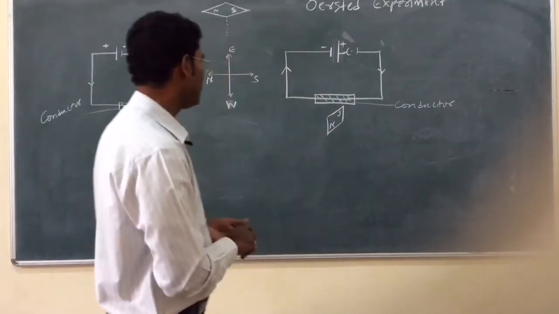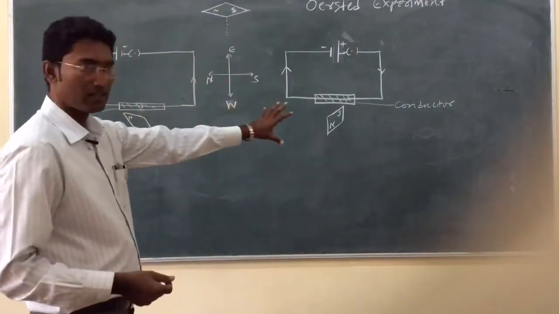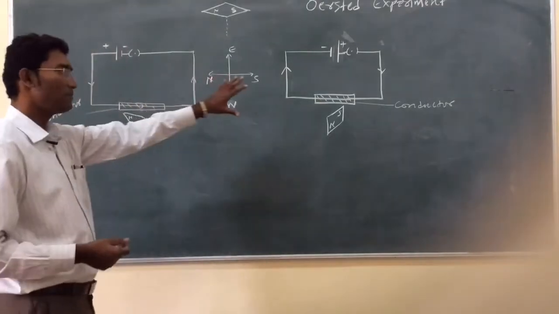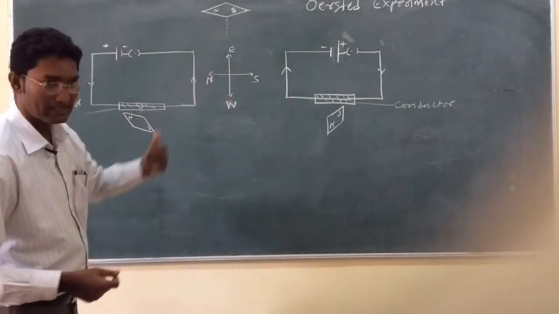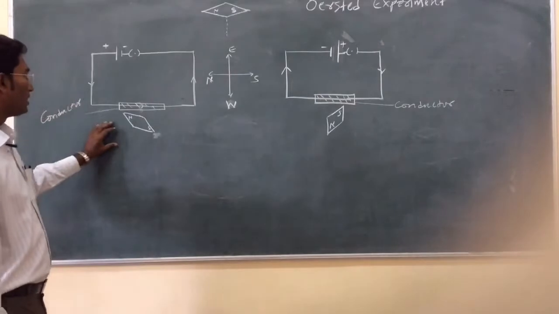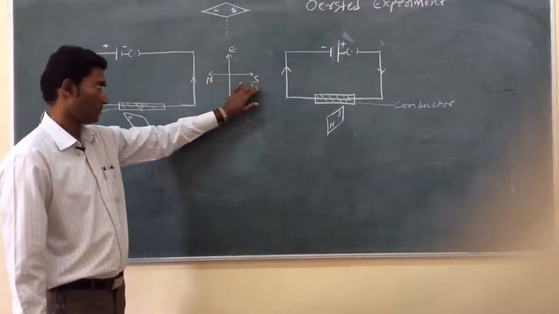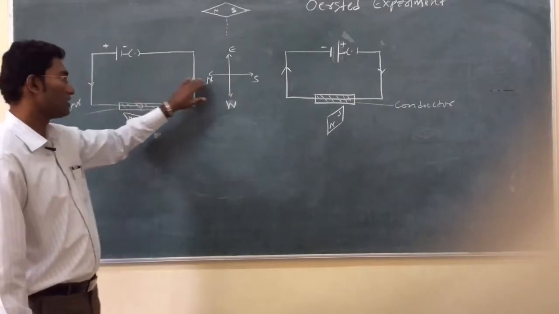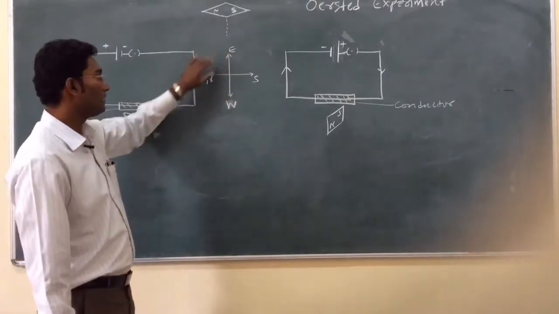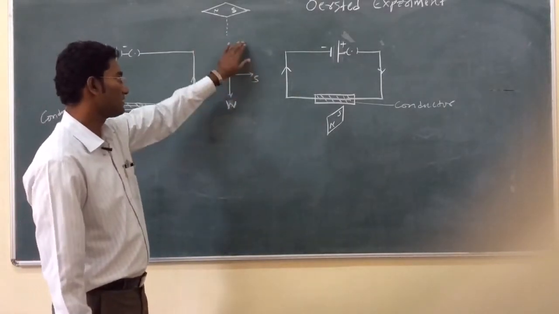First of all, let us see this activity. This is the circuit, the same circuit but in two different states. This is the circuit in which the conductor is aligned in a north-south direction. You can see, if this is the north side, this is the south side, this is east, and this is west.